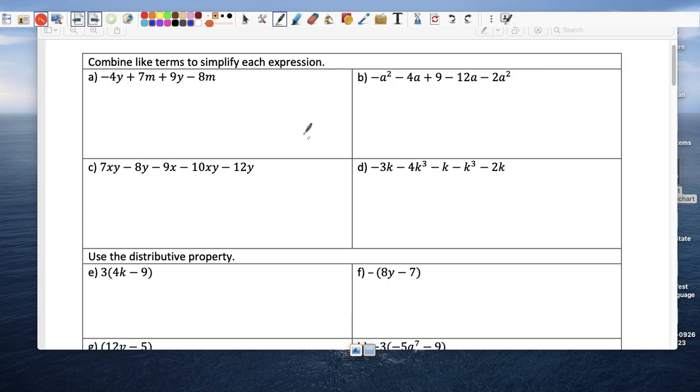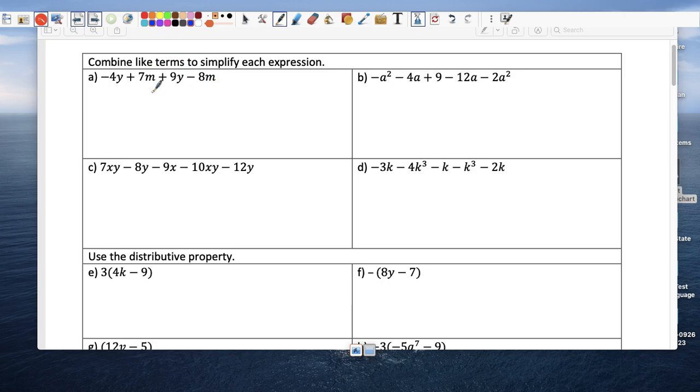Like terms are terms that have the same variable raised to the same power. Now, terms are part of an expression. So if you look at this expression here, I can tell you that's made up of 1, 2, 3, 4 parts, or in this case we call it terms. How are terms separated one from the other? With an addition or subtraction sign. And we'll talk more about this tomorrow, okay? But this first expression is made up of 4 terms.